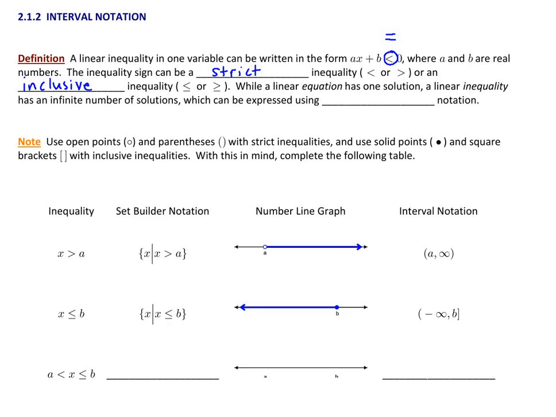While a linear equation has one solution, like for example, x equals 2, a linear inequality has an infinite number of solutions. So an equation might have a solution that looks like x equals 2, where an inequality might have a solution that looks like x is less than 2. Now, there's an infinite number of numbers that are less than 2. So a linear equation has one distinct solution, while an inequality can have an infinite number of solutions.